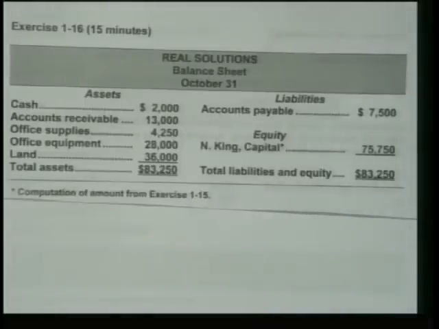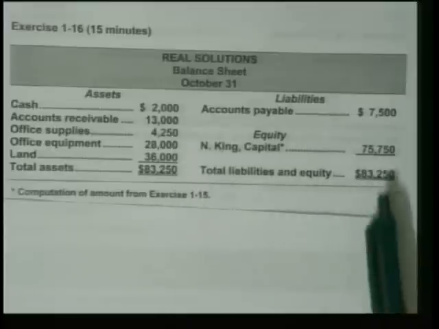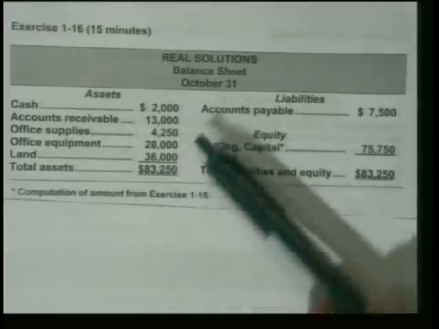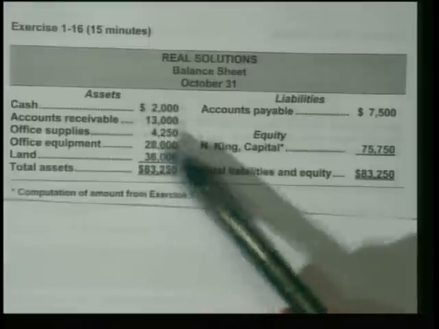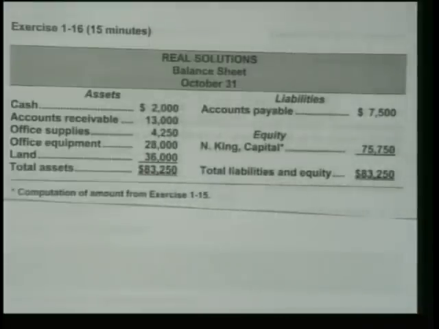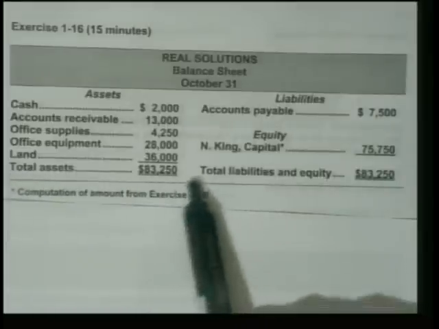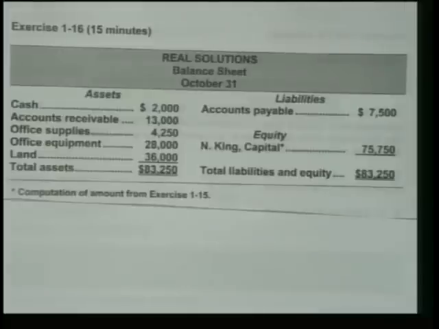First thing you look at with the balance sheet is you want to make sure it balances. Do the total assets equal the total liabilities plus the equity? Yes. Now make sure you total those and make sure you label them. I don't like numbers that don't have a label next to them, especially if it's the one at the very bottom. So make sure you say total assets, $83,250. Total liabilities and equity, $83,250. Okay?